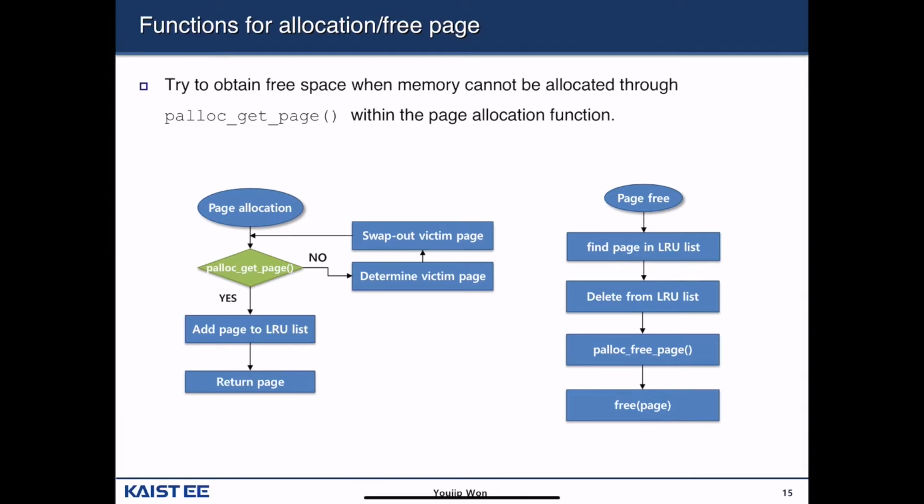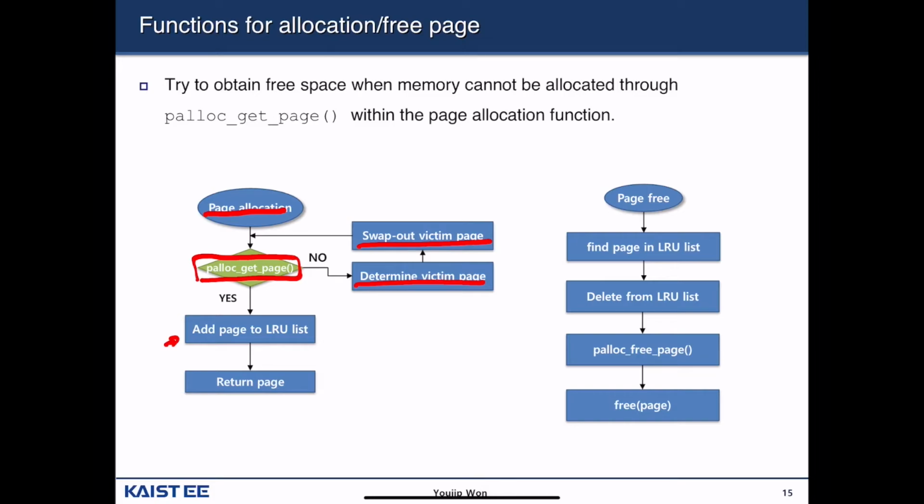We need to try to obtain free space when memory cannot be allocated through palloc get page within the page allocation function. So there is a page allocation function, and we call a get page function. If it succeeds, then we are allocated a physical frame, and we add it to the LRU list and return. But if it fails, then we need to determine the victim page, swap out the victim page, make the page frame free, and then try palloc get page again.